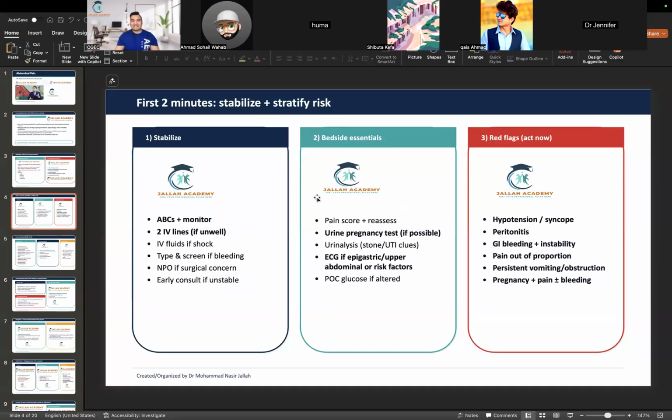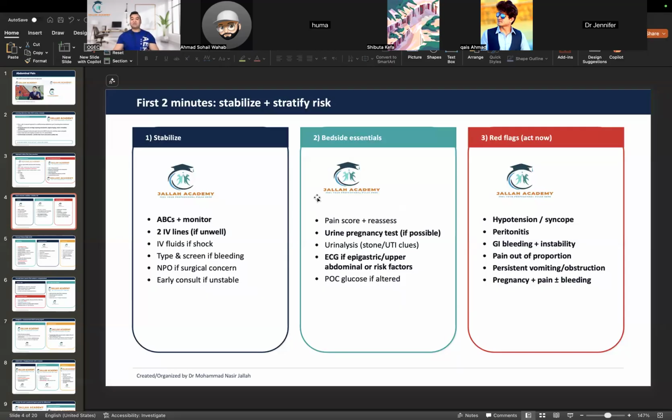So, bedside essentials. These are the things that you usually get asked by the examiner. So what do you do? What are the bedside essentials? Pain score, reassess, urine pregnancy test if possible, urine analysis if I'm suspecting a stone or UTI clues. ECG if epigastric or upper abdominal pain and the patient has risk factors for acute coronary syndrome. POC glucose if altered.